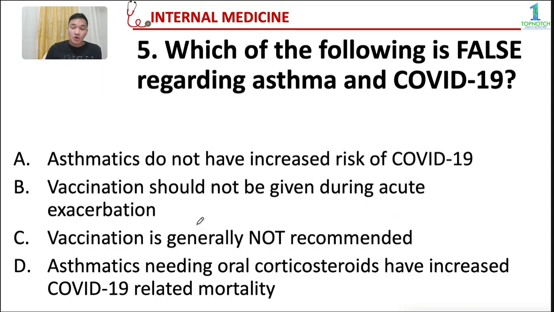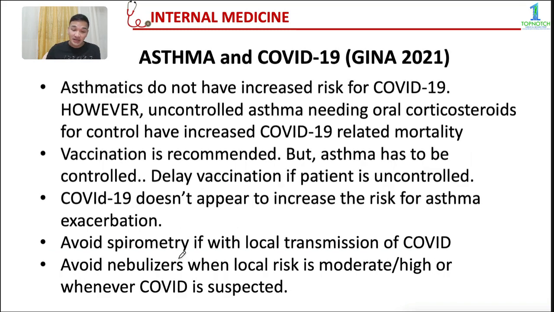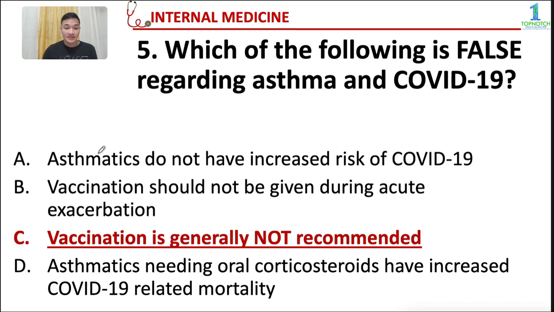Okay. Number 5, which of the following is false regarding asthma and COVID-19? The answer is that vaccination is generally not recommended. That is false, because it is recommended, but the asthma should be controlled first. We should delay it if the patient is uncontrolled. So in this case, this is the wrong statement, because vaccination is recommended, but the patient's asthma should be controlled.